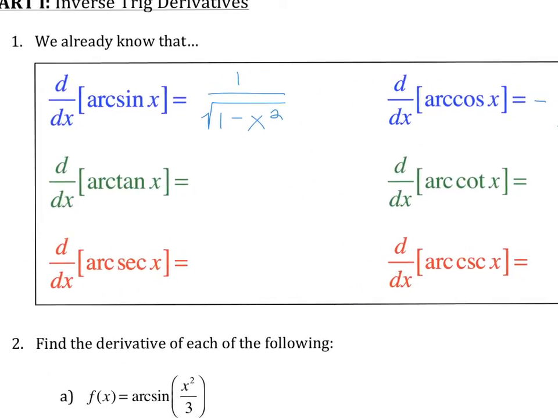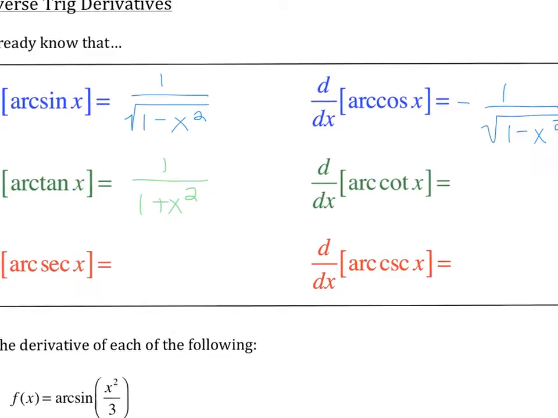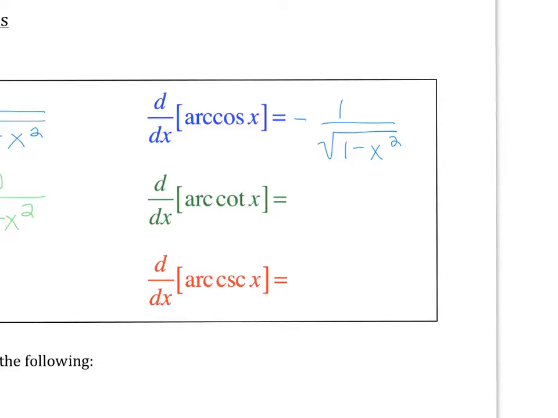Now to tangent and cotangent. The derivative of arc tan of x would be 1 over 1 plus x squared. And using the rule that going from tangent to cotangent just adds a negative, that leaves us with negative 1 over 1 plus x squared.